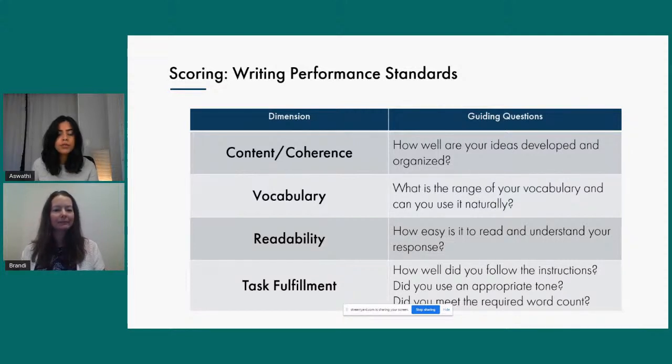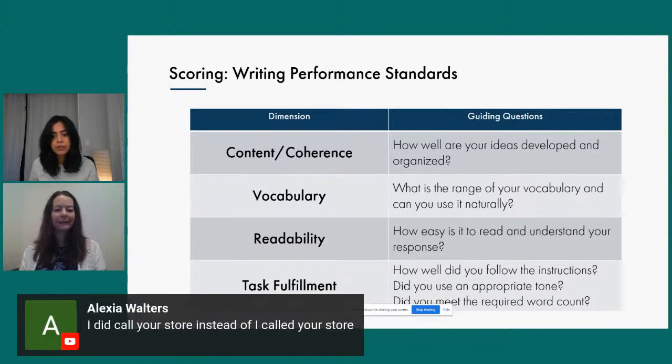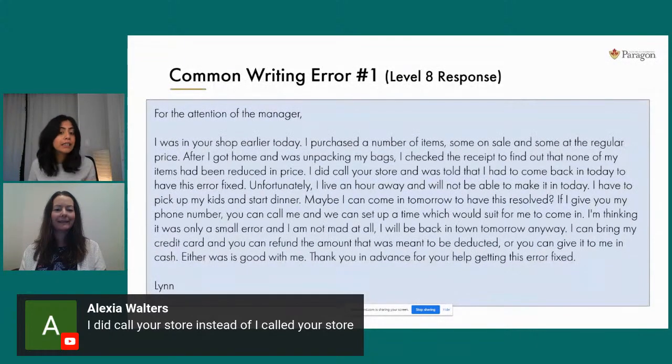Hi. So I just want to let you know, if you're watching, just keep throwing in your ideas. I will be sharing them. I have one right now, Randy. It's from Alexia. She says that in the sample, it's written, "I did call your store" instead of "I called your store."